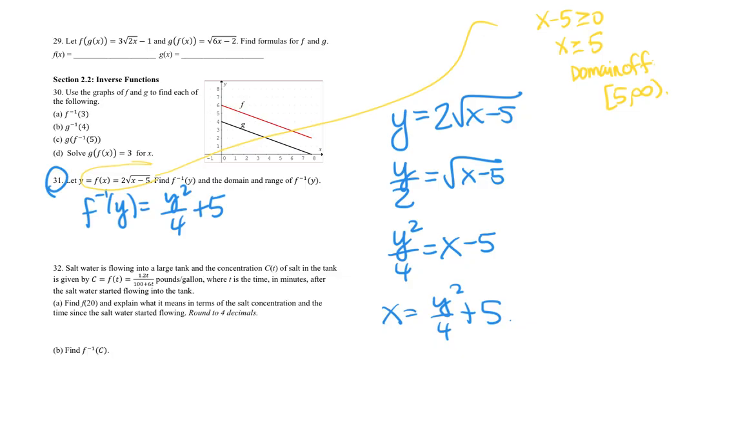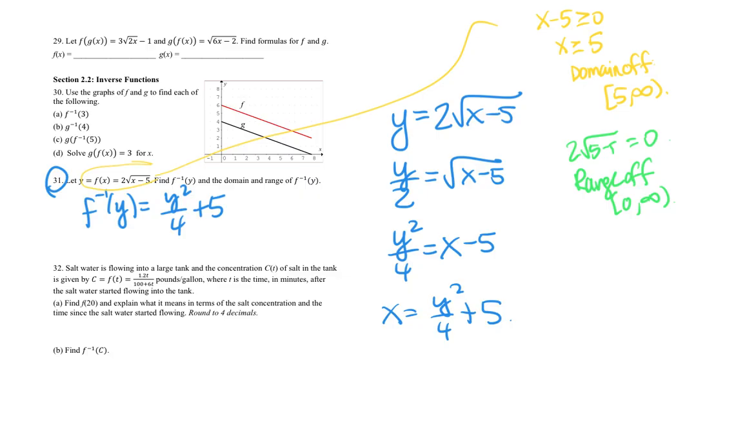Okay, but thinking about the range of f is a little bit more complicated. To get the range of f, we would need to plug those values in. So I can see that the smallest value, if I plug in 5, I'm going to get 2 square root of 5 minus 5, which is just 0. And then as I plug in bigger and bigger values, I can see that that thing's just going to go off to infinity. So the range of f is going to be 0 to infinity.